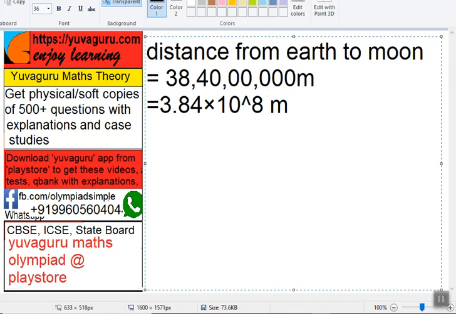See this. For example, the distance of Earth from Moon. Now which is easier to read? Can you read this faster? 384,000,000. Or is this easier to read? 3.84 into 10 raised to 8 meters. So that's why these exponents are used.